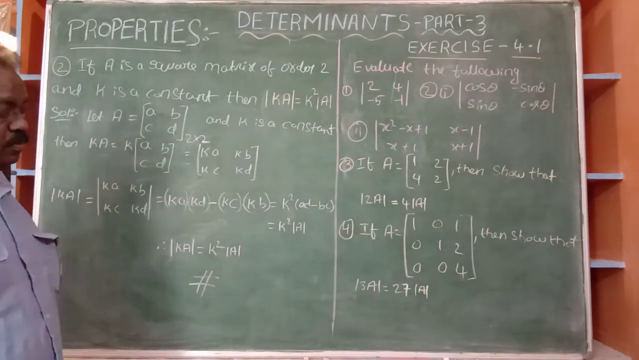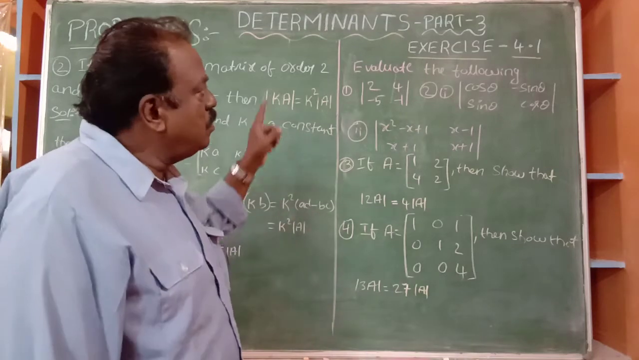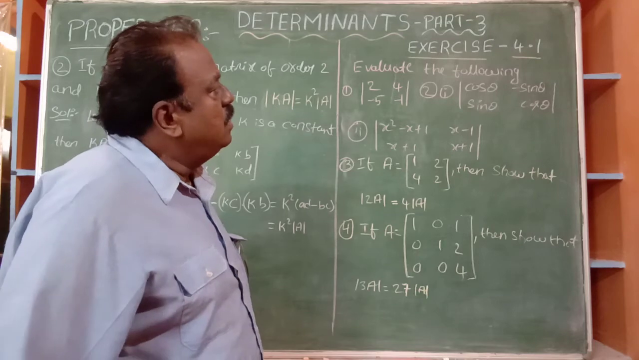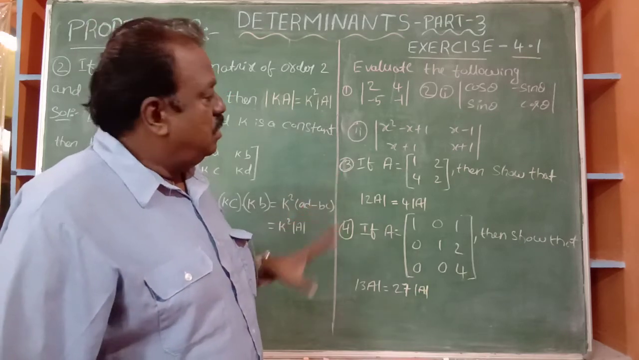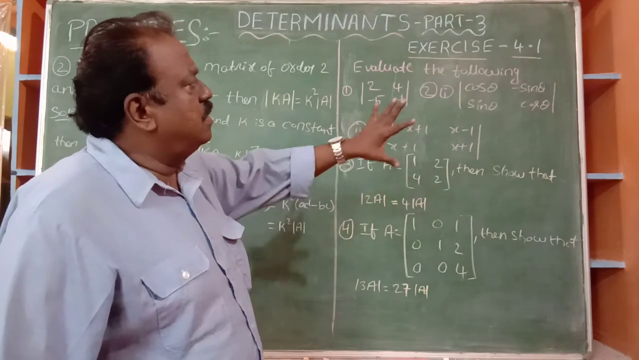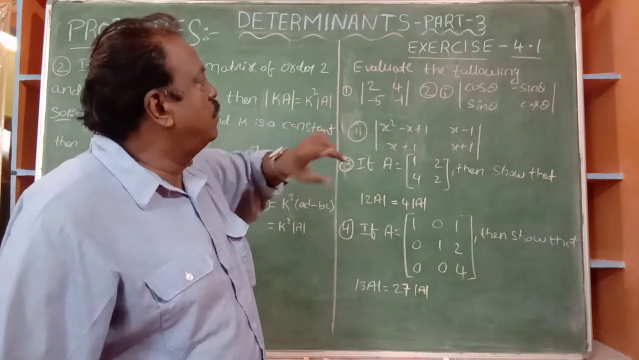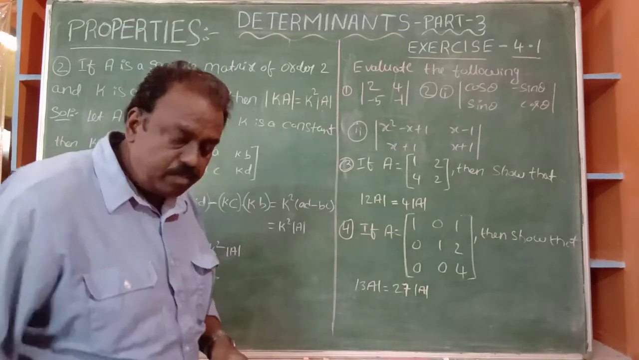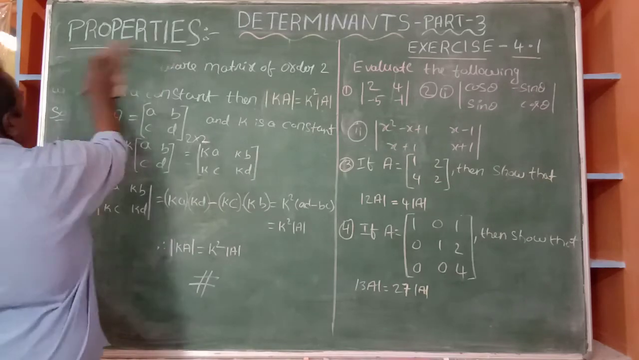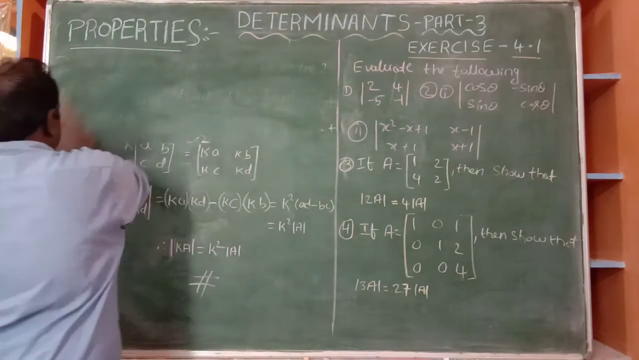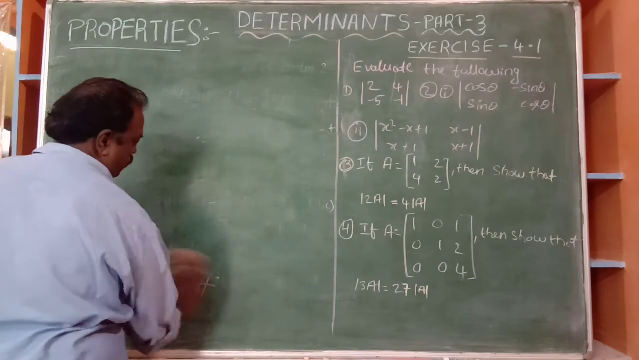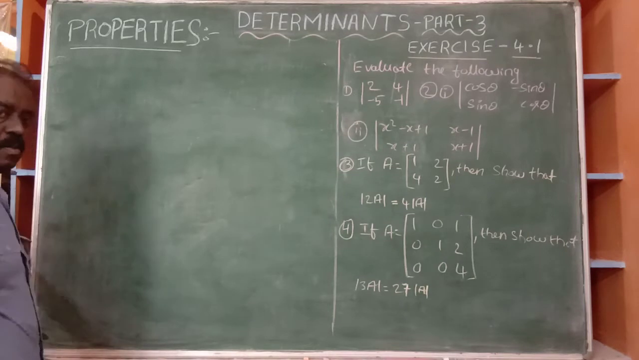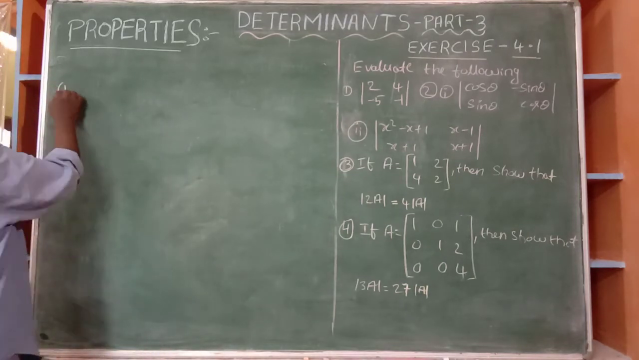Now the exercise. Now we are going to solve the exercise. A simple exercise. I think 6 or 7 problems are there. Exercise 4.1. Evaluate the following. Number 1. Solutions.